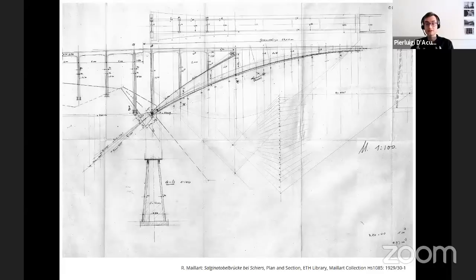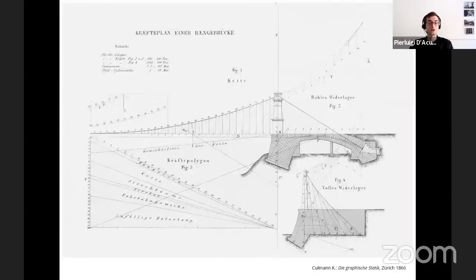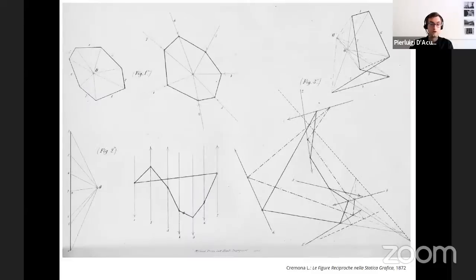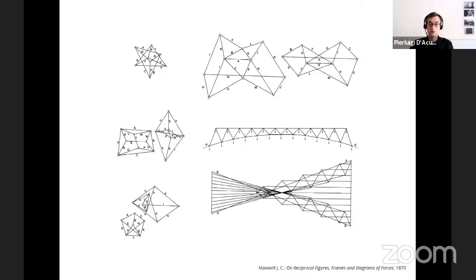Graphic statics, we heard already before, was developed in the 19th century as a series of geometric constructions that correlate the form of a structure to the distribution of its internal forces. It is based on two main diagrams, the form diagram and the force diagram. As we see here, the form diagram represents the geometric layout of a loaded structure with all the forces applied to it, while the force diagram represents the equilibrium of the forces within this structure. These geometric constructions were developed mostly at the end of the 19th century by Carl Culmann, Luigi Cremona, for example, and James Clerk Maxwell.